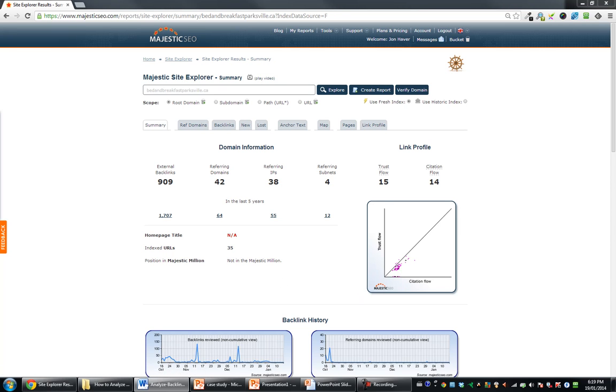So that is it for part 2 on what to look for when it comes to the trust versus citation flow. Part 1 was anchor text, and then we'll get into part 3 here, looking at the actual types of links that are going to the site right now.